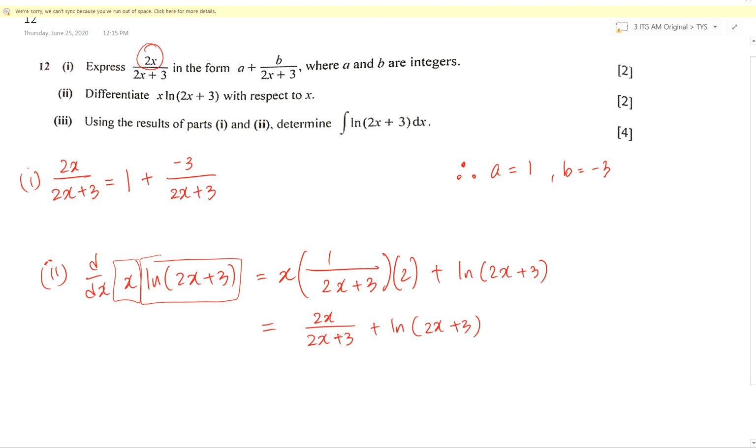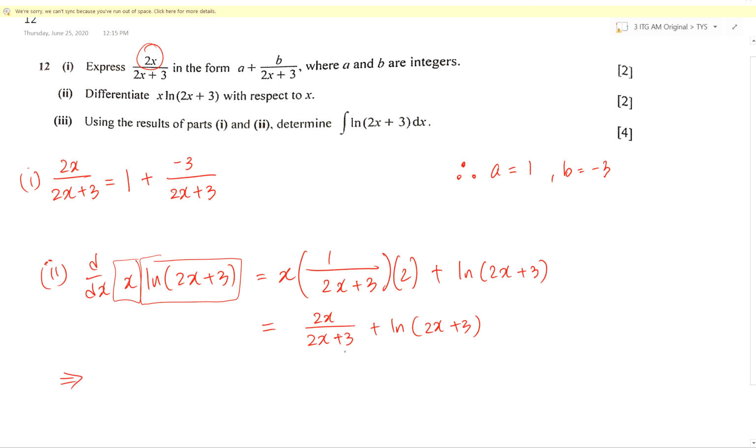So now, part 3. Using the results of part 1 and 2, determine the integral of this. They specifically told you to use the results of part 1 and part 2. If you don't have part 1 and part 2, it is going to be very difficult for you to integrate this at our O-level standard at the moment. Since they told us to differentiate in part 2, and this is our answer, we are going to reverse it.